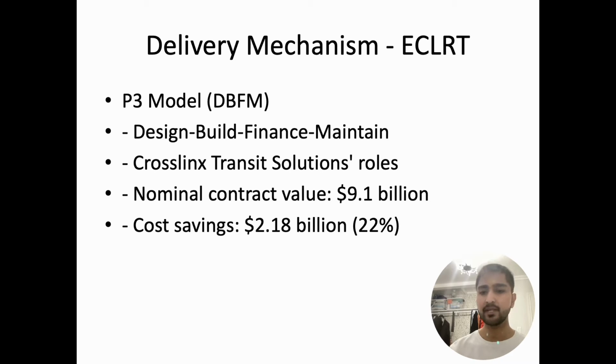The risk management in this project is that the private sector assumes significant financial and operational risks, ensuring efficiency and adherence to deadlines. The maintenance is carried out by Crosslinx, who is responsible for the 30-year maintenance and operation of the LRT system, ensuring long-term performance and standards are met.